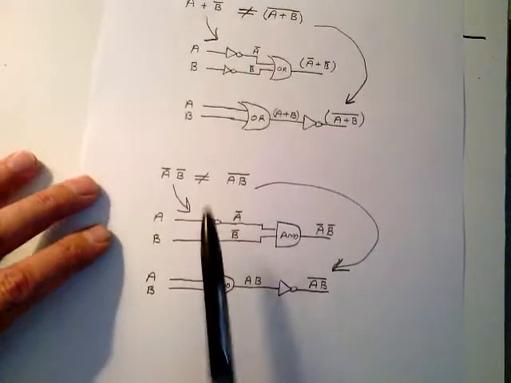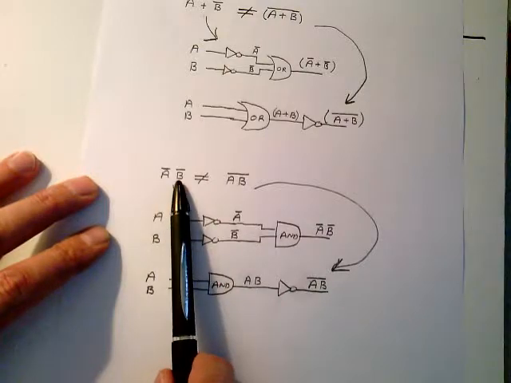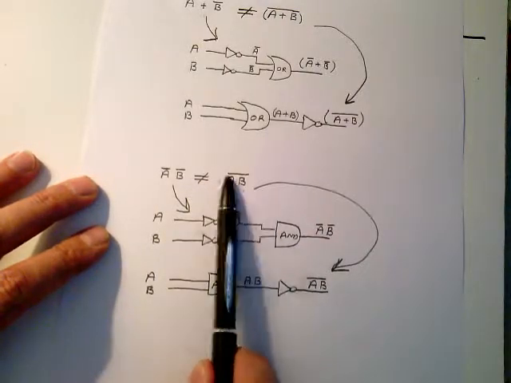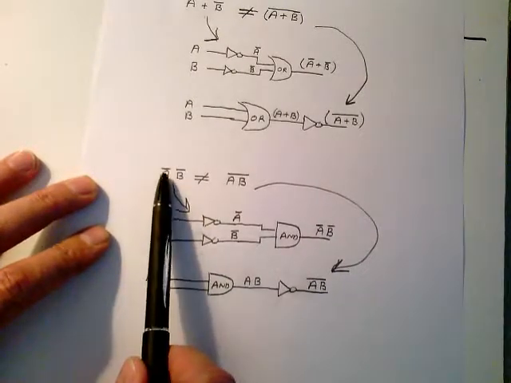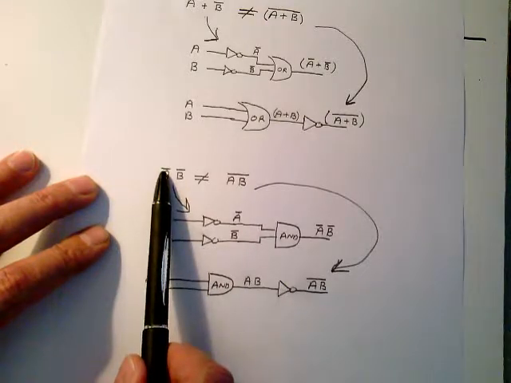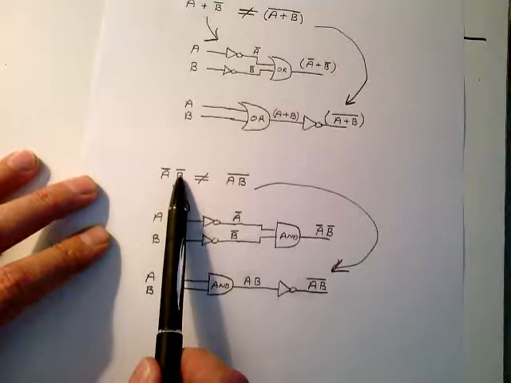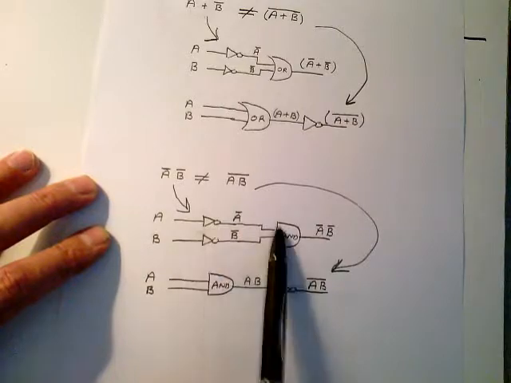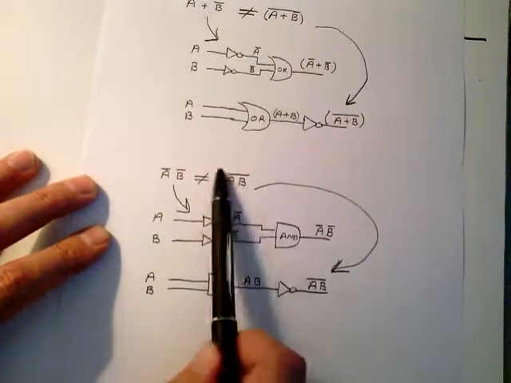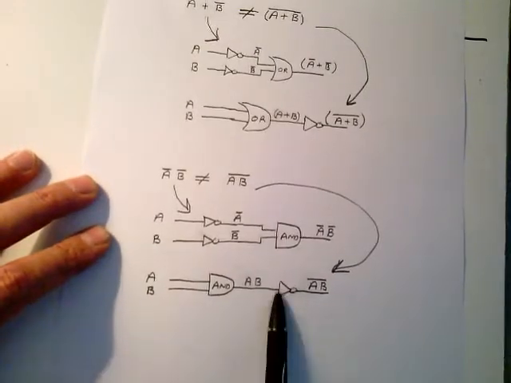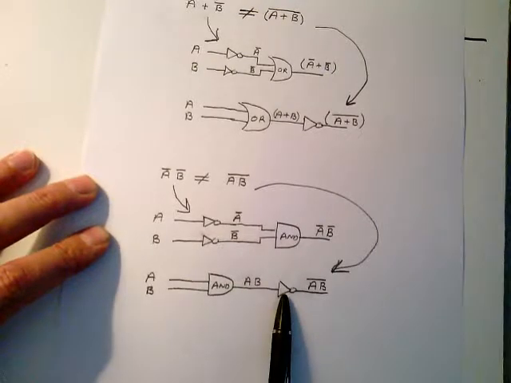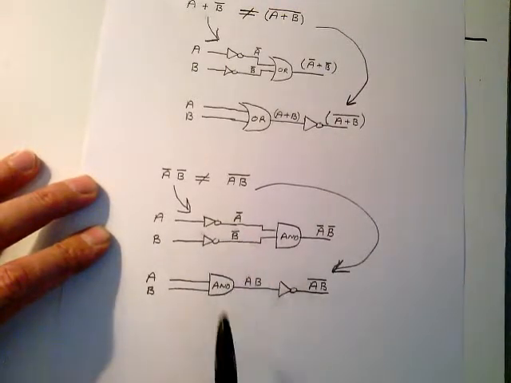Down here, same thing. A barred and B barred is not the same thing as AB, the whole thing barred. The A being individually barred and the B being individually barred, that's inputs. That's input sections. When the whole thing gets barred, that's output. That affects the output. These circuits are not the same circuit.